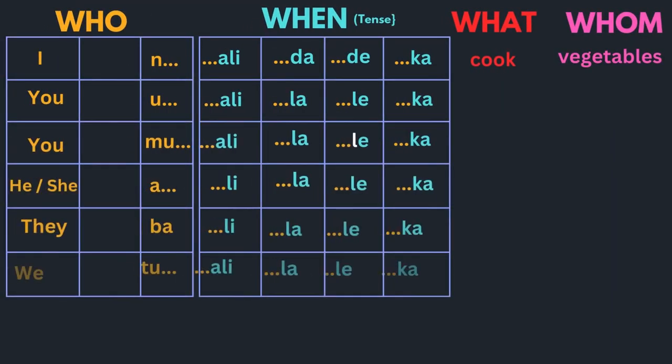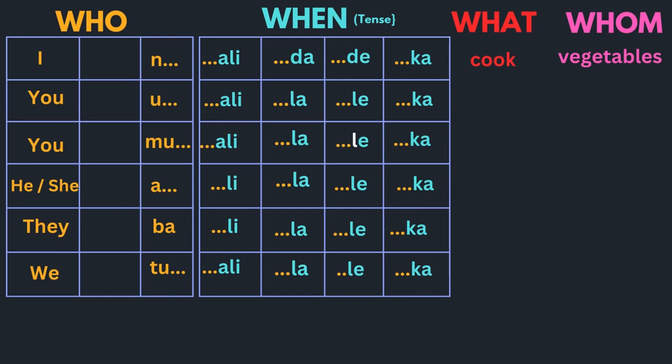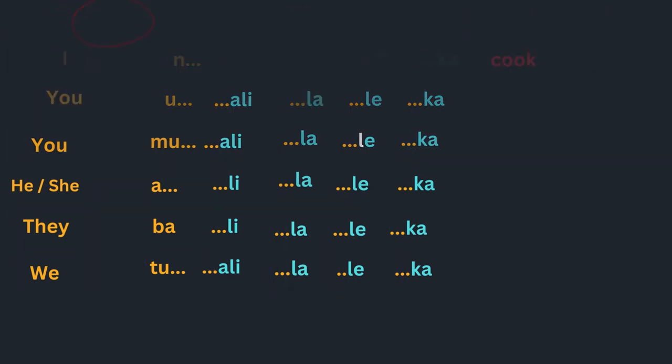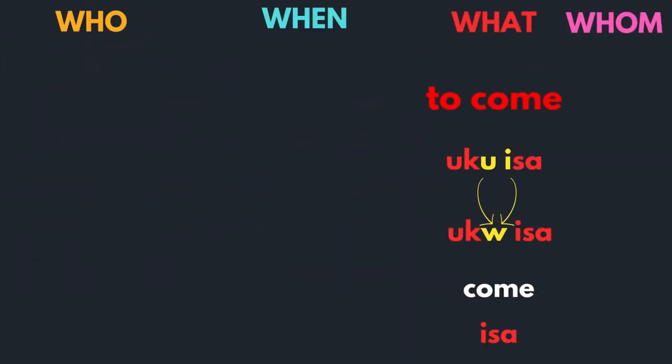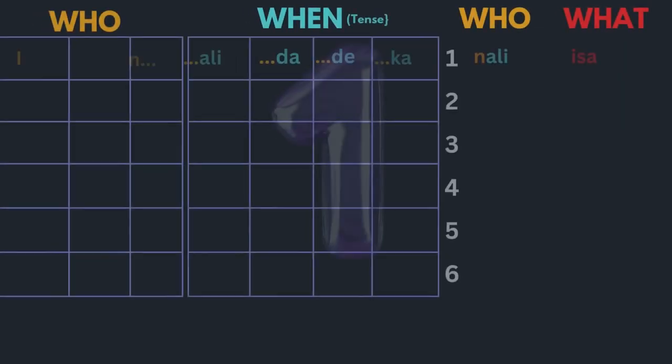Now let's do some exercises. Exercise 1. Using this table, see if you can determine who the subject is for each sentence. The action verb is to come. Uku isa. Fusion of vowels makes it ukuisa. Come is isa. In the past tense.